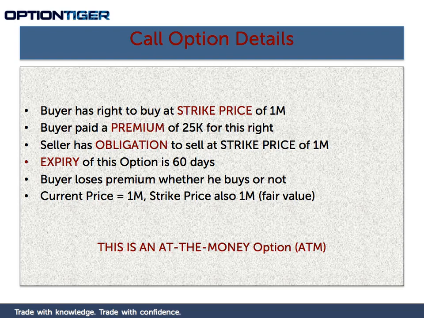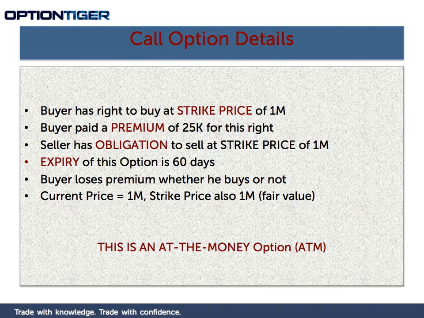The seller has an obligation to sell it at the strike price of $1 million. Now, regardless of what the price of this house is, within 60 days, the seller has the obligation to sell it at that price of $1 million. The expiry date of this option is 60 days away. And we lose this premium of $25,000 whether we buy it or not.